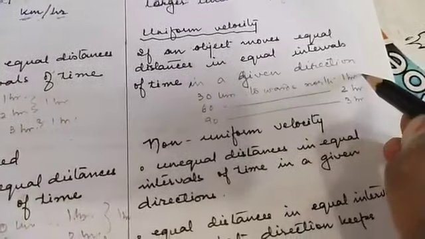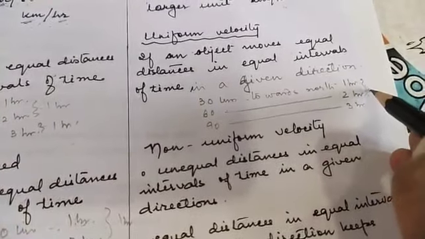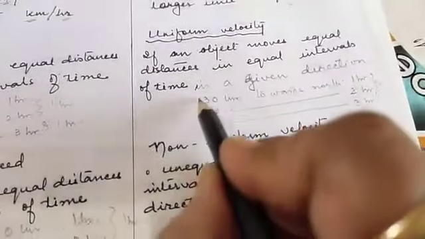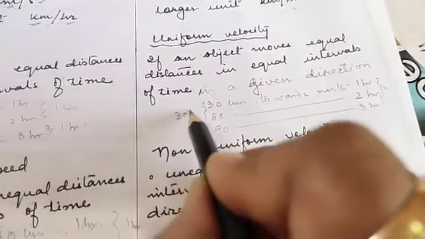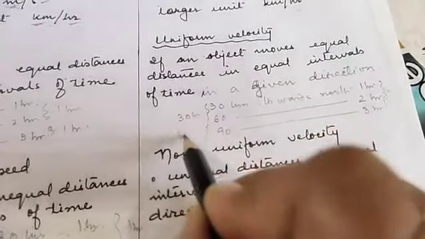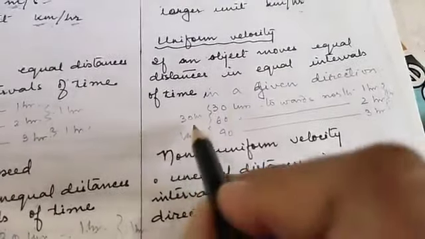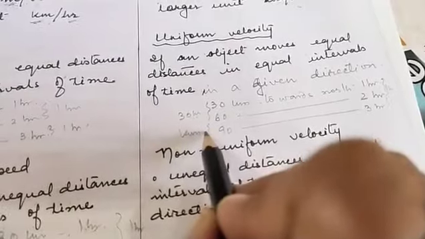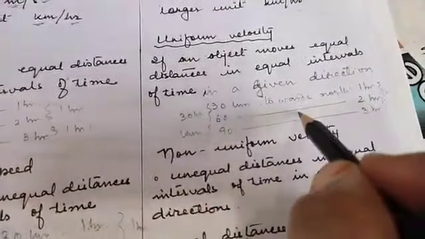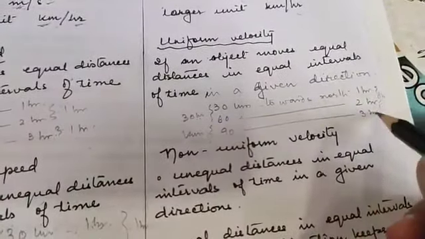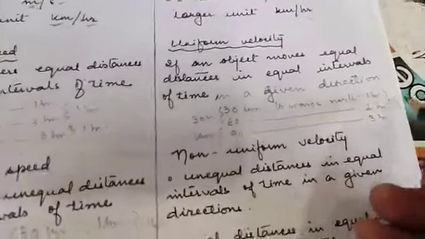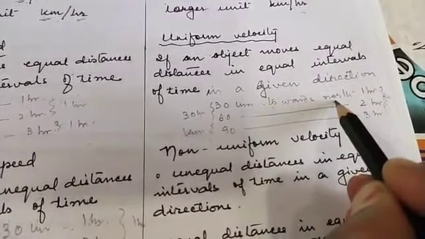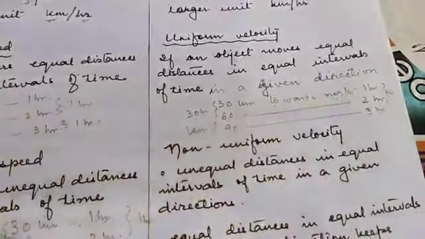So the time interval is how much? 1 hour each, and the distance covered is 30 kilometers, which is uniform, equal distance that it is covering. The time interval is also equal and the direction is also the same.